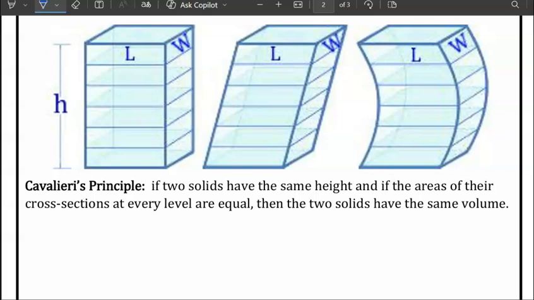For Cavalieri's principle, if two solids have the same height and if the areas of their cross sections at every level are equal, then the two solids have the same volume. All three of these three-dimensional figures will have the same volume, even though some of them are curved in different ways, because they have the same length and width for their cross sections.